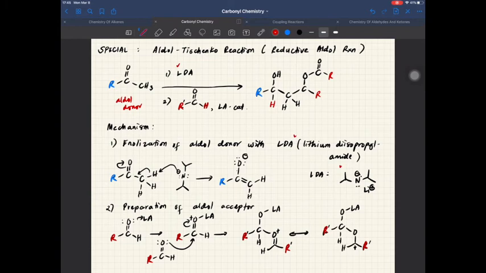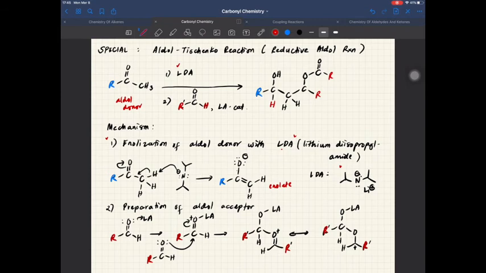Aldol-Tishchenko reaction has three steps. The first one is enolization, basic enolization through the use of LDA. So you form an enolate product. This one is our enolate product.